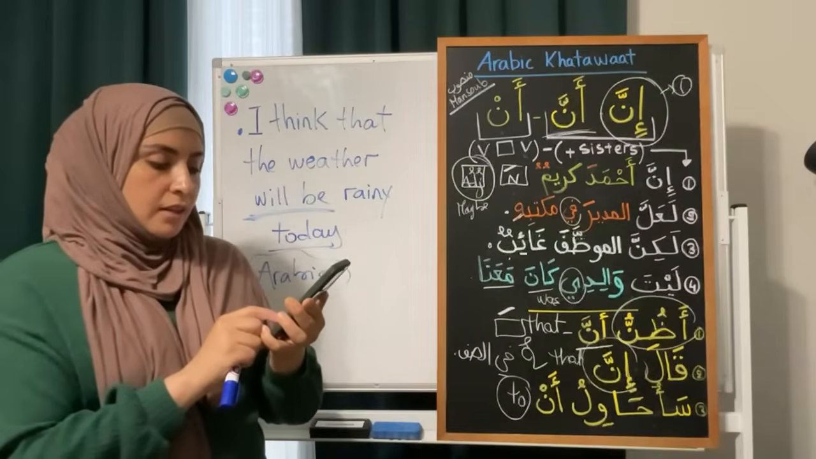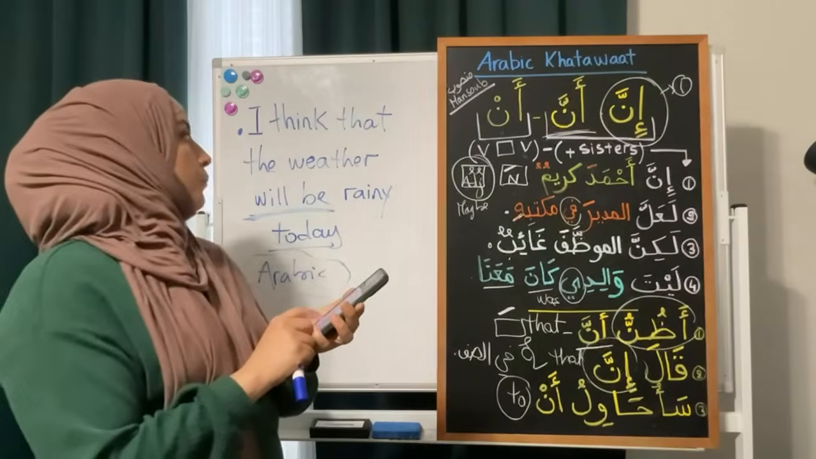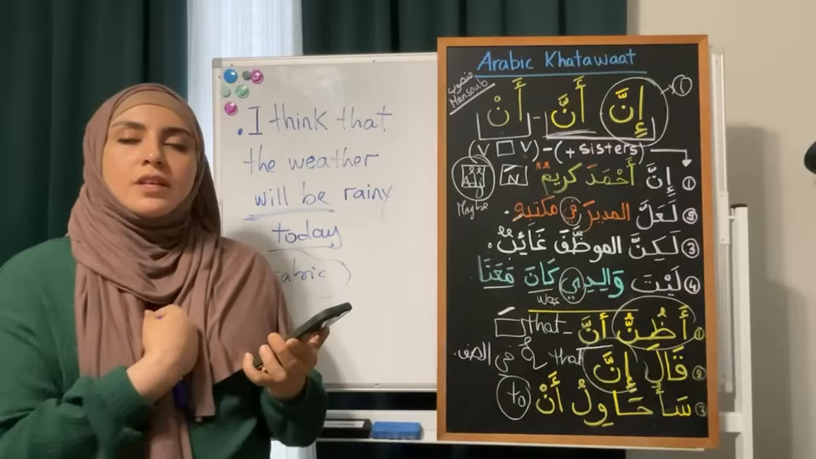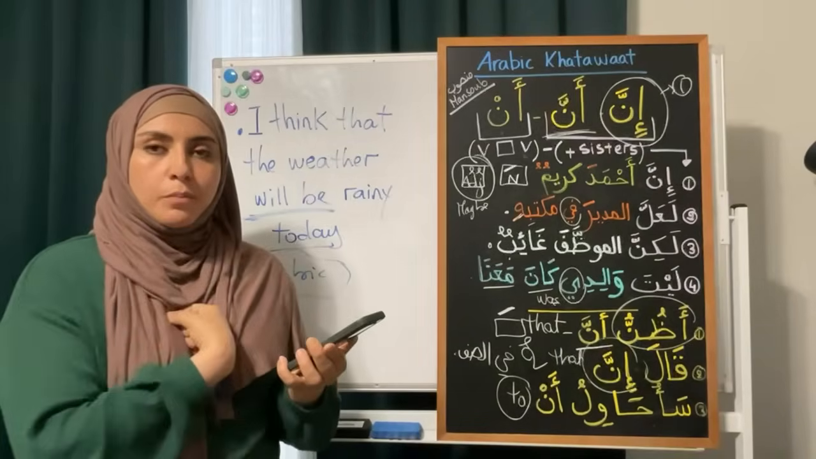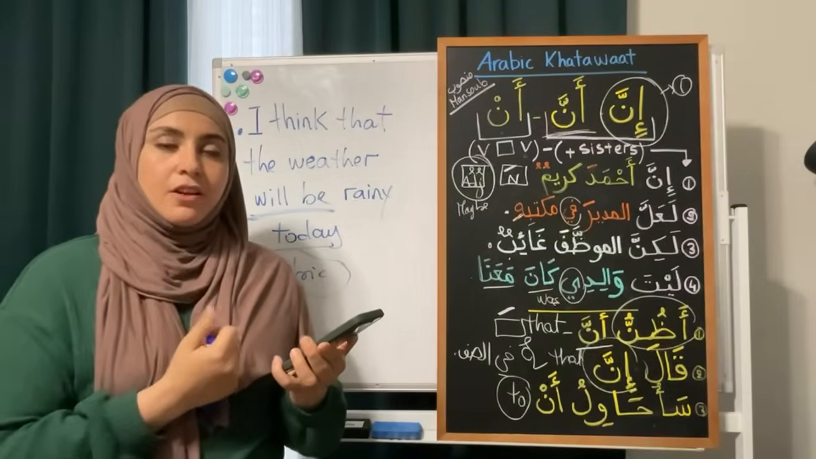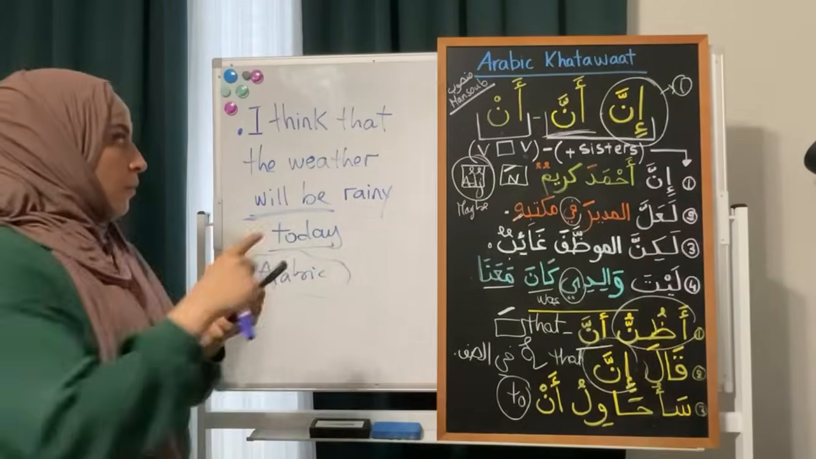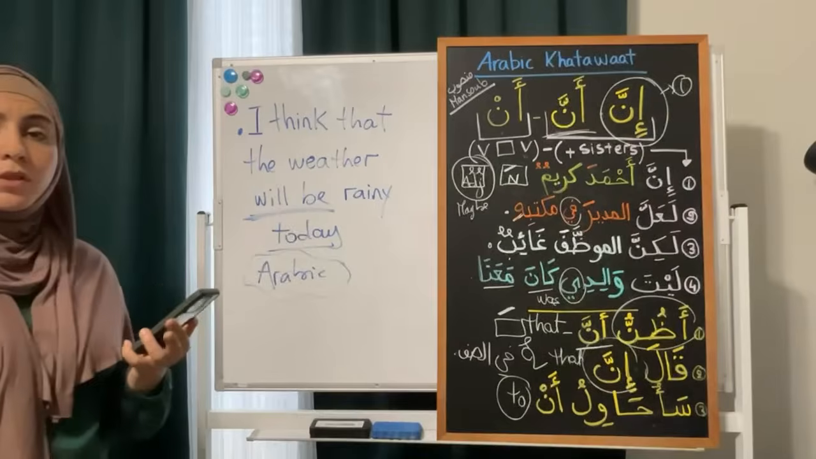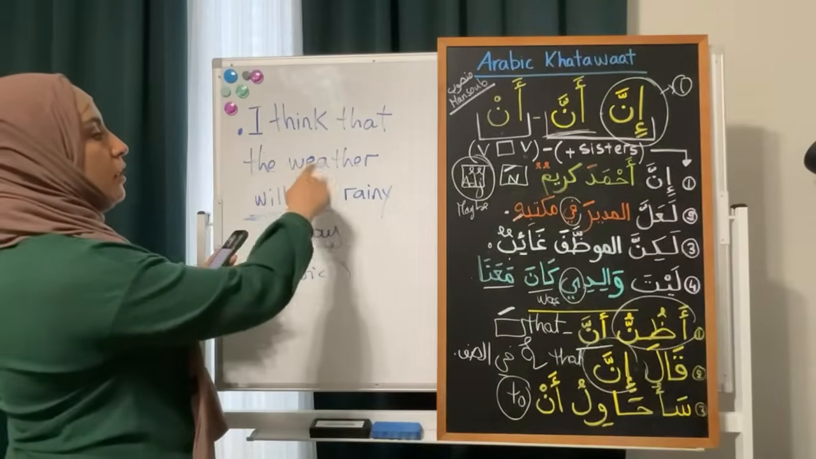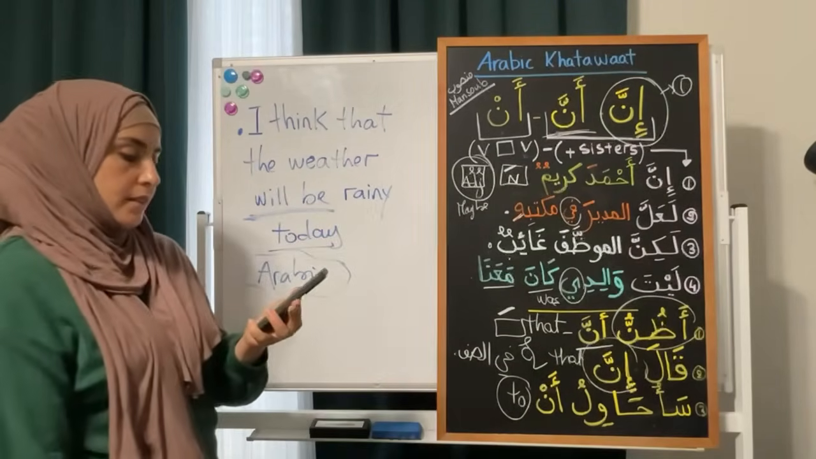And Hassan is saying ظننت أن الطقس ماطر. If you're saying أظن, it has to be in the present tense. If you say ظننت, it is I thought that. But what happened to will be? You could still say I thought that the weather will be rainy today. It's possible.